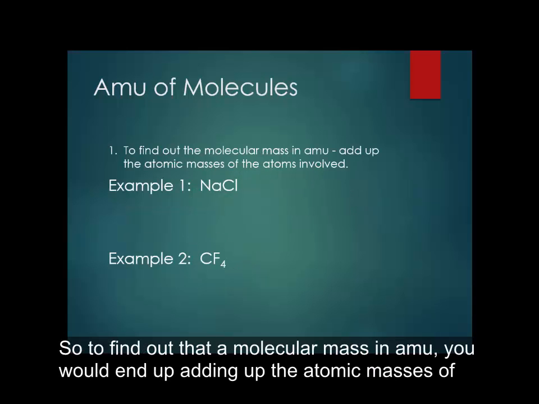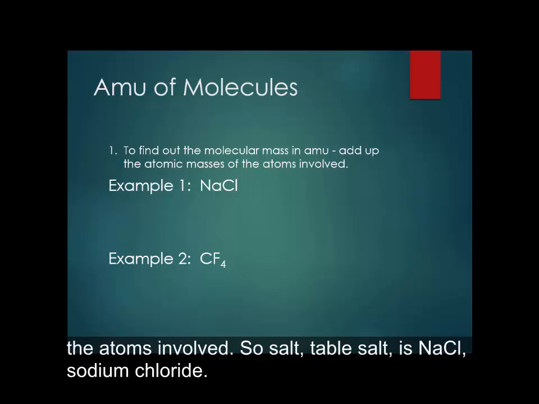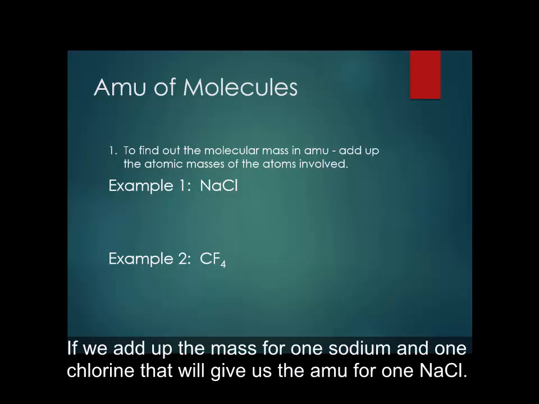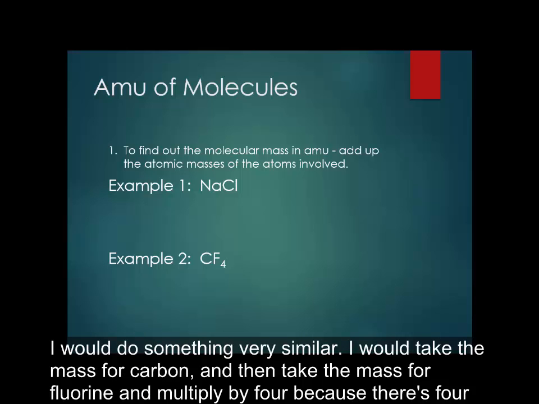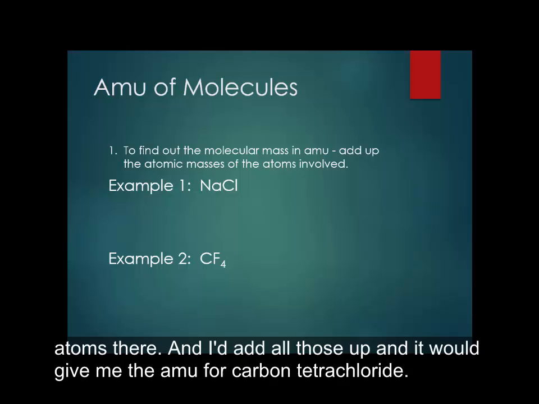So to find out the molecular mass in AMU, you would add up the atomic masses of the atoms involved. Table salt is NaCl, sodium chloride. If we add up the mass for 1 sodium and 1 chlorine, that will give us the AMU for 1 NaCl, 1 molecule of table salt. If I have carbon tetrafluoride, I would do something very similar. I would take the mass for 1 carbon, and then I'd take the mass for fluorine and multiply it by 4 because there are 4 atoms there. I'd add all those up and it would give me the AMU for carbon tetrafluoride.